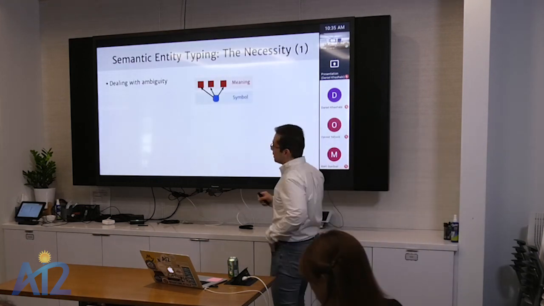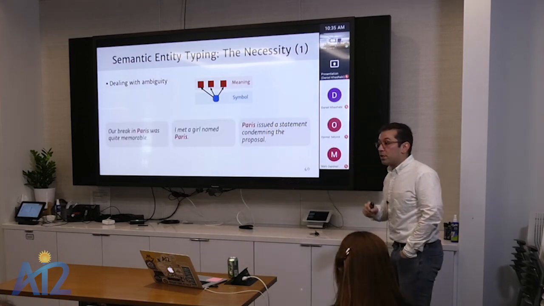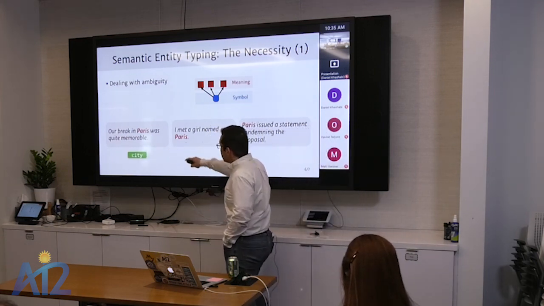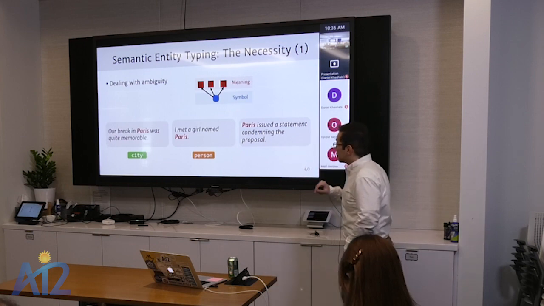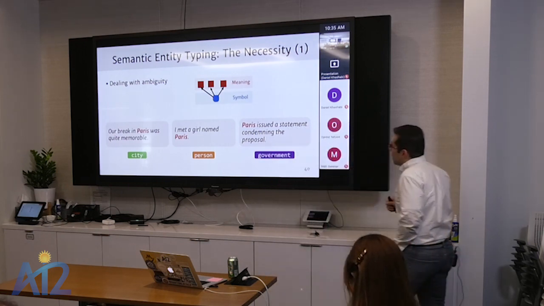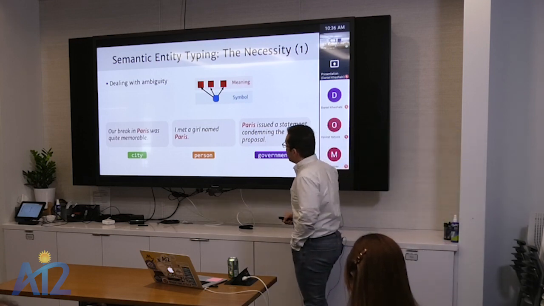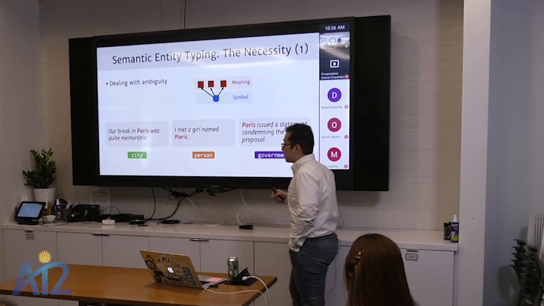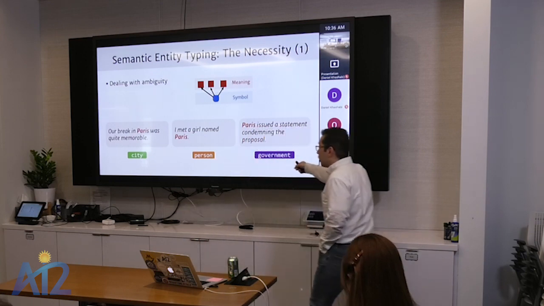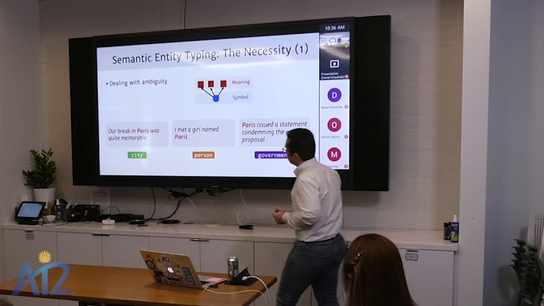One motivation here is dealing with ambiguity. Here I'm showing you 3 different sentences. They all mention Paris. Our break in Paris was quite memorable. In this sentence, Paris refers to a city. I met a girl named Paris. In this sentence, Paris refers to a person. Paris issued a statement condemning the proposal. Paris, in this case, refers to a government. And if I have a semantic entity typing system that can attach each mention of Paris to each of these types, it basically disambiguates the meaning of Paris in each of these contexts.